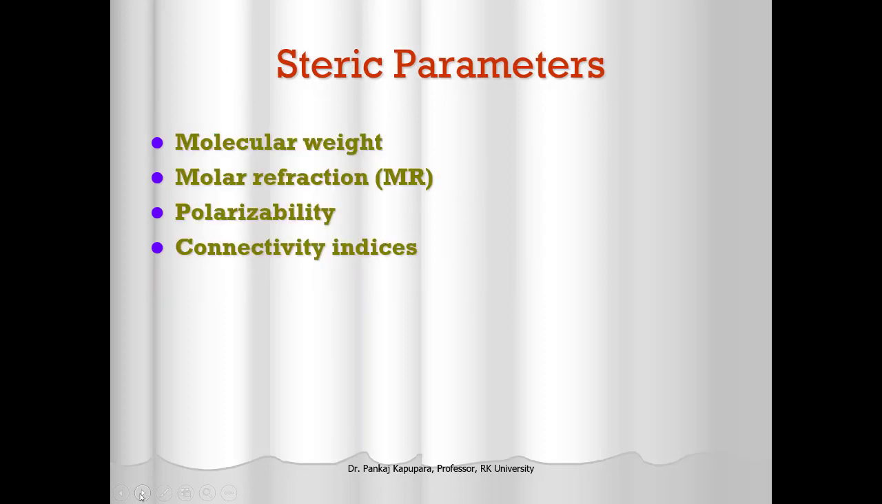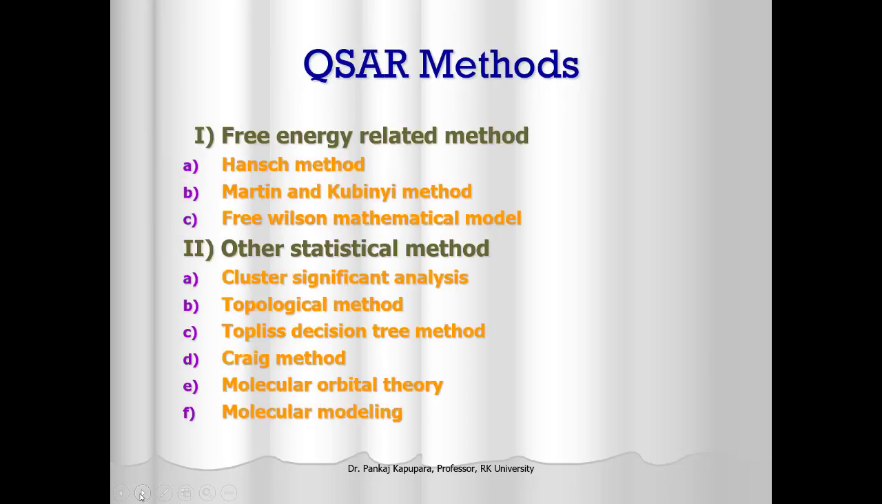NMR spectroscopy. Steric parameter: the bulkiness of molecules can be determined by simple molecular weight, molar refraction, polarizability, and connectivity index. All these parameters determine the steric property of the molecules.